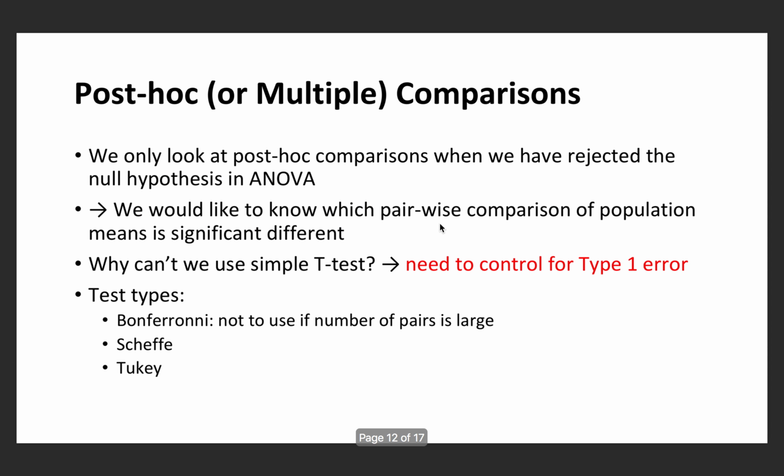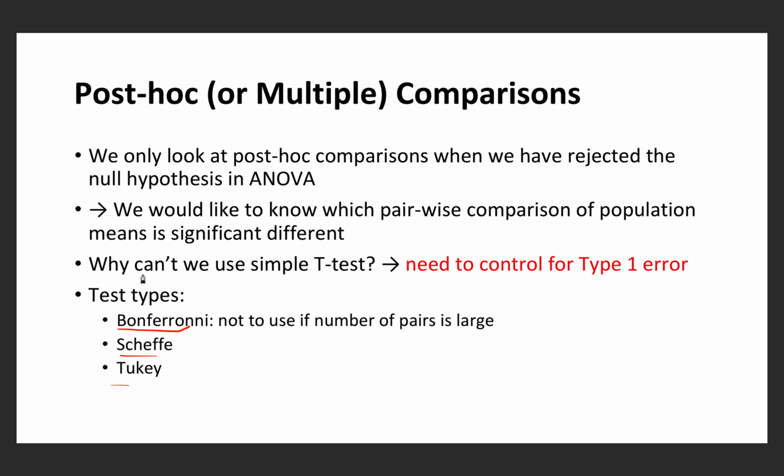After you do the ANOVA, you will reject the null hypothesis. You know there's something different, so which one is different? You want to know that. How can you do that? You can do a post hoc comparison, where you find out which one is different. There are three types you can use: Bonferroni, Scheffe, and Tukey. It's not Turkey, it's Tukey.